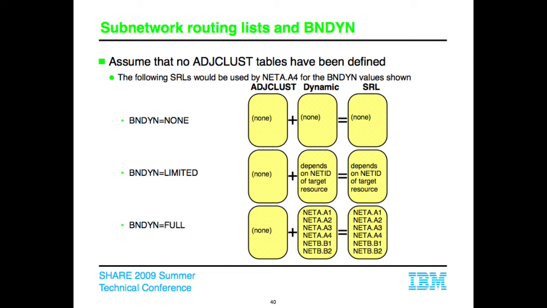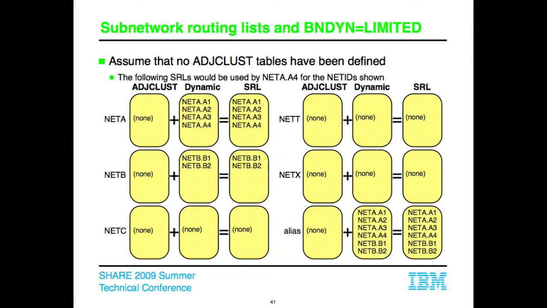Okay? So, with border node dynamics equals limited, the actual subnetwork routing list is composed of only the dynamic entries, and how many would depend on the actual net ID. On the other hand, with border node dynamics equals full, there are no predefined entries, but we're allowed to put any and all dynamic entries in there that are possible, and that would become our subnetwork routing list. And so again, A4 could put all the net A border nodes in there, plus the 2 net B border nodes, because A4 knows about everyone in his network, and he knows about all the non-native nodes that are adjacent to him.